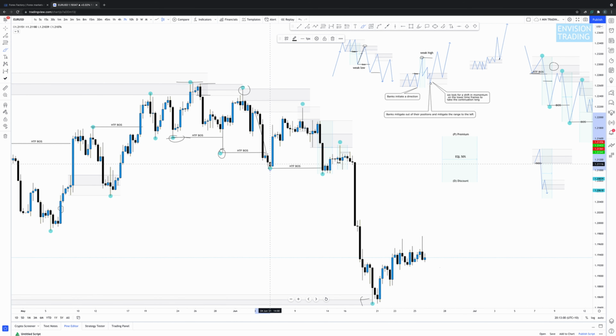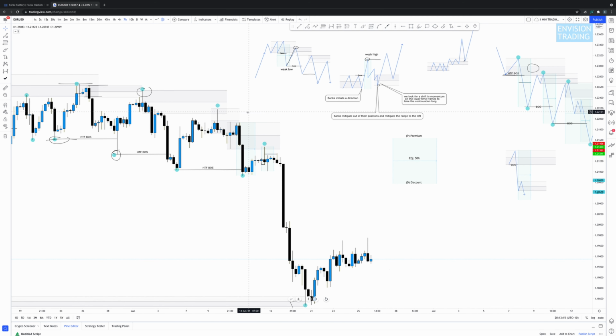Same thing. As soon as we break structure, we pull all the way back up to a range that caused the break of structure, and then the exact same thing happens again. Let's have a look. This is cleaner on the higher time frames, but it's the exact same thing. All right, let's have a look at here. There were some great trades in here.